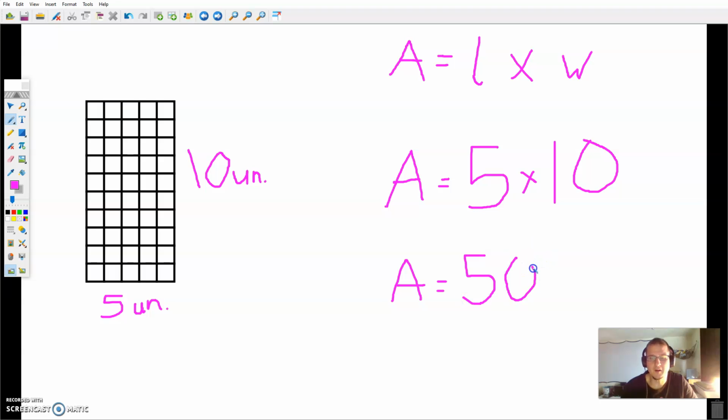Now let's remember to put our units. We don't know what the units are, feet, yards, whatever. So we're just going to say square units. So that is 50 square units.